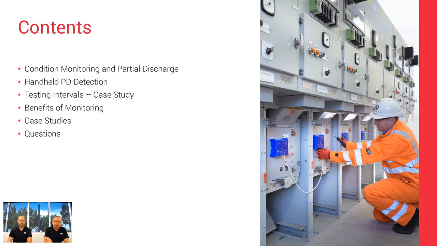So the contents: we'll briefly talk about condition monitoring and partial discharge, why we use those, the reasons for it, and some of the theory behind the different types of PD that we can come across. We'll talk about handheld PD detection. The first protocol normally for carrying out partial discharge and using PD for managing assets is using handheld equipment, which is very, very valuable. And we'll show you how that works. And then we'll start looking at the testing intervals and some case studies.